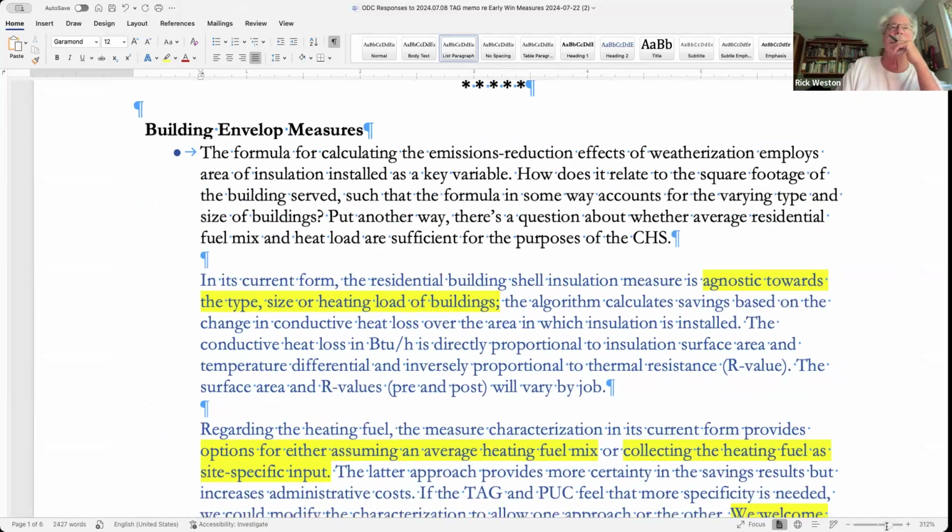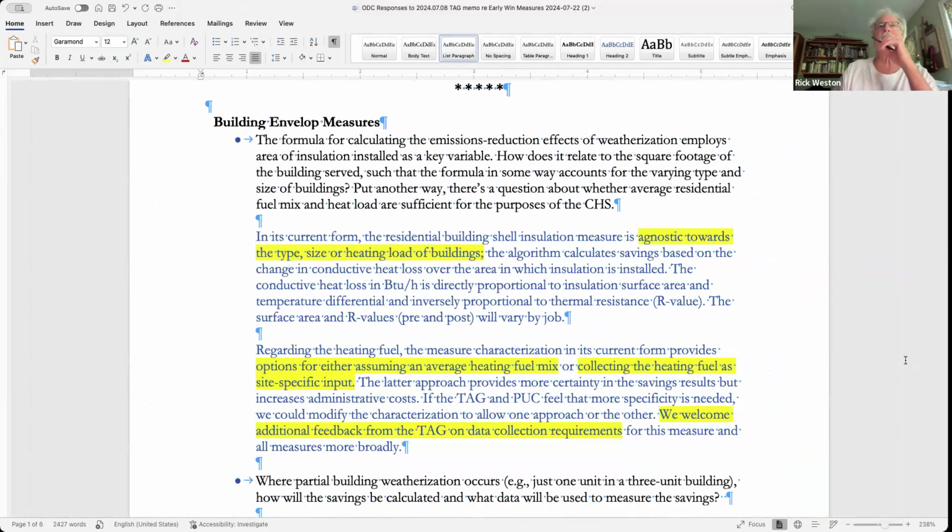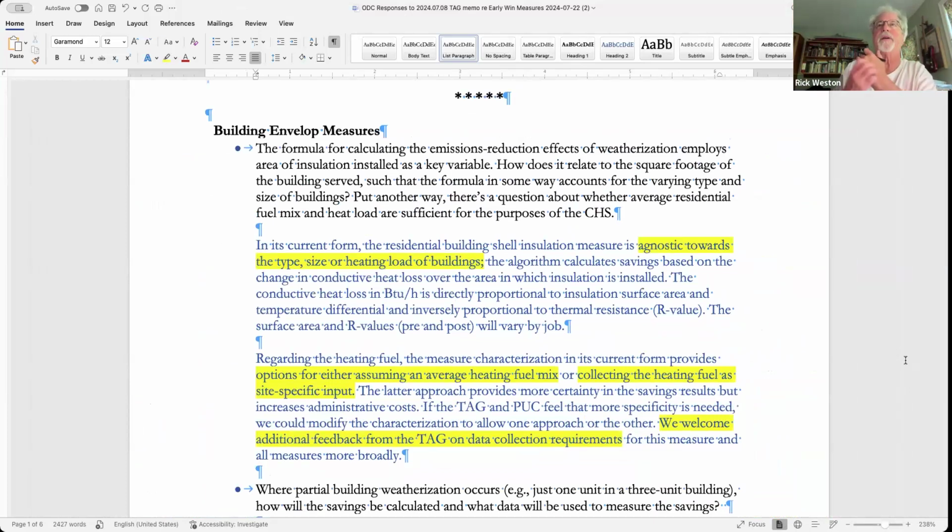Okay. Our first question was about calculating the reduction effects of weatherization. This was a question about square footage. Did this make sense? We can go through the answer now if you haven't read it. I looked at it, I read the answer, and it seemed to me to make sense. This is essentially a square footage of the parts of the building that are insulated, so the walls and ceilings. It's done by square footage, and that seemed to make sense.